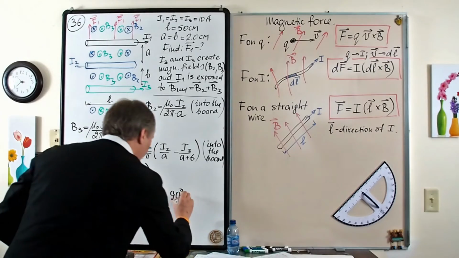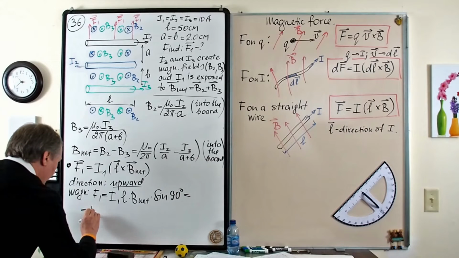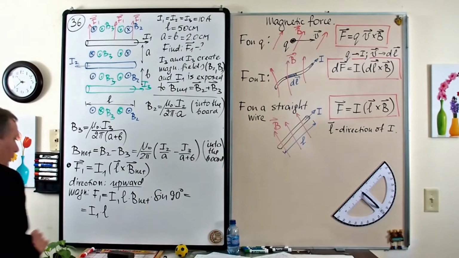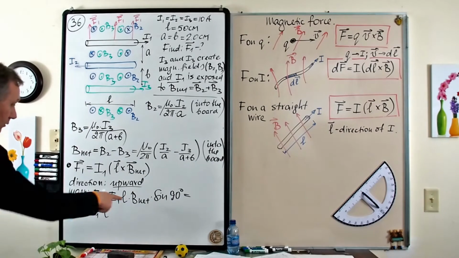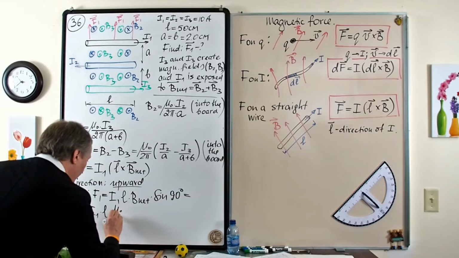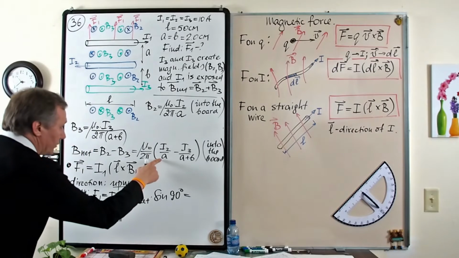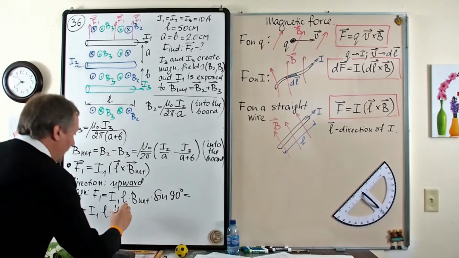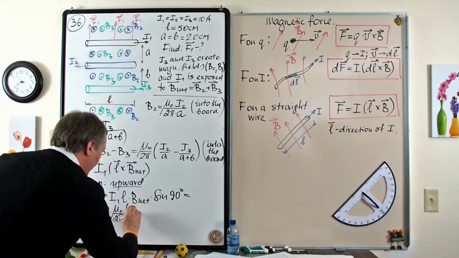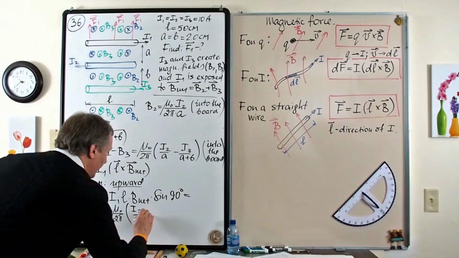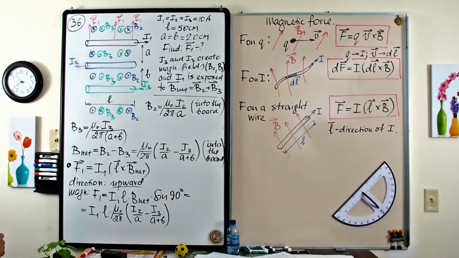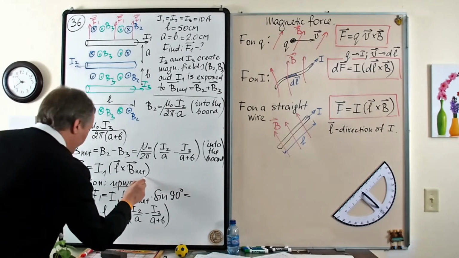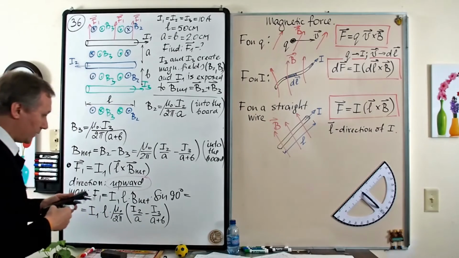So basically we're ending up with a product of current I1, length of the wire, which is given, and B net, which we found, absolute value of B net. So mu naught over 2 pi, I'm just rewriting this over here, instead of B net. And the difference between this: I2 over A minus I3 over A plus B. So that's the formula. That's the final result. Direction is upward. Let me frame it. And over here I can write the answer.